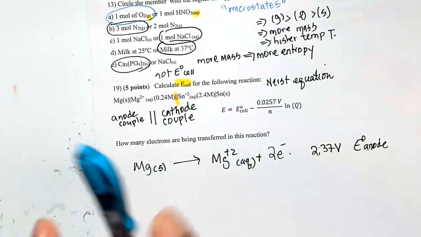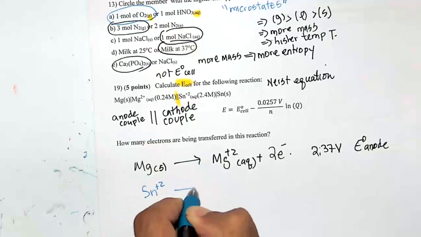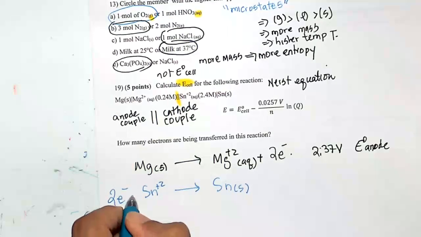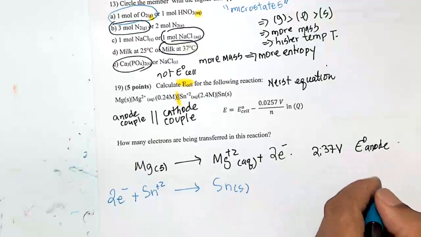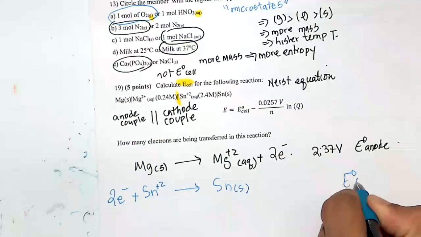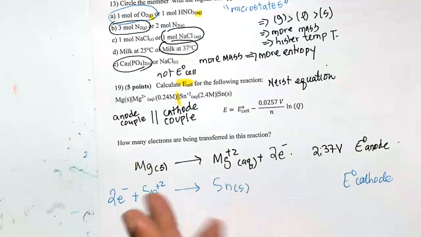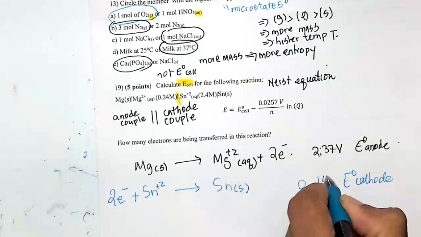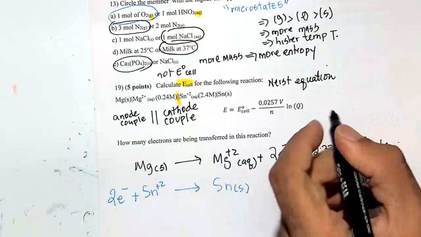Okay. And then we have Sn plus 2 going to Sn solid. Okay, how many electrons and where? 2 electrons on the reactant side. Well, obviously, if this is the anode, this just by default has to be the cathode. And what is that number? 0.14. Okay, very good. And how many electrons are being transferred here? Okay, this is a 2 electron transfer reaction.